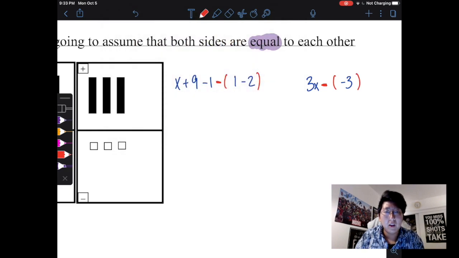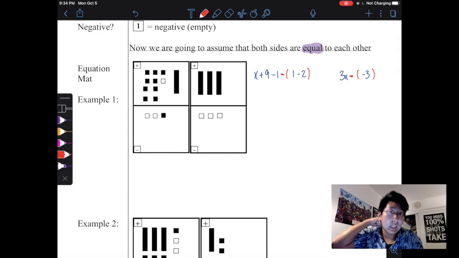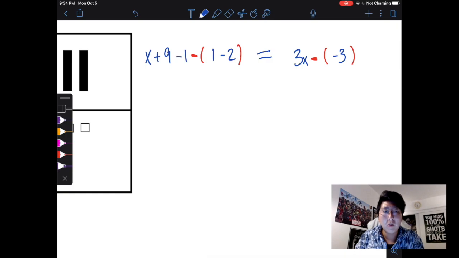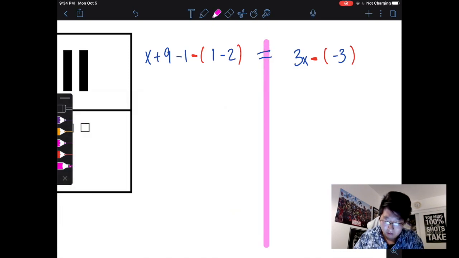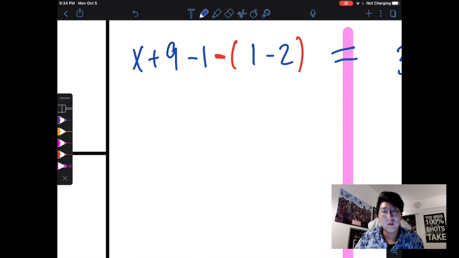We'll close that. Now, what did we say about this equation? We're going to assume that both sides equal each other. So what we need to do is put an equal sign in between. And if you remember the notes from before, I'm going to use a pink highlighter. And so the left side equals the right side. Now what we need to do is distribute, combine like terms, and then solve for x.